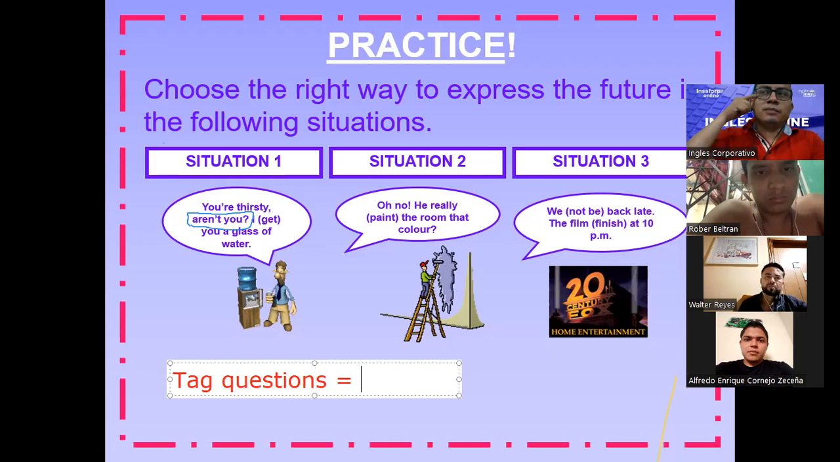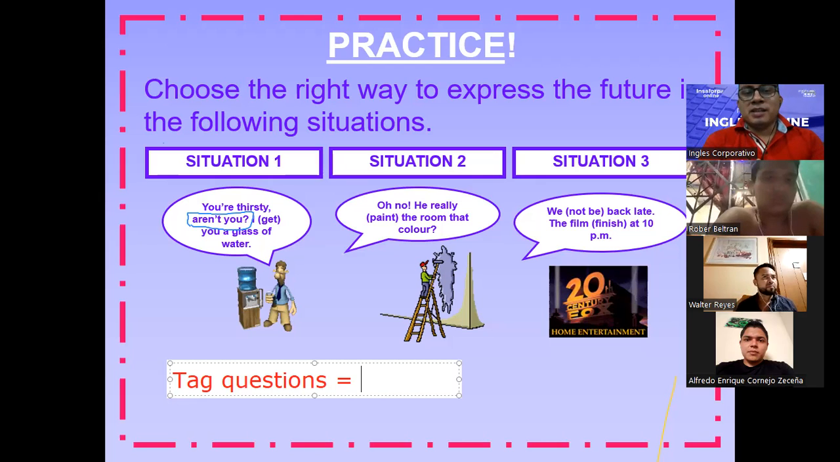You're just like, hey, Robert, you're tired, aren't you? And then you might not even respond, because I'm more than 80% convinced that what I'm saying is true. It's just that I want to clarify or confirm my thinking or the way I perceive something. So basically, this is not like a question itself. It's more like a confirmation. You're thirsty, aren't you? So what do I say next?